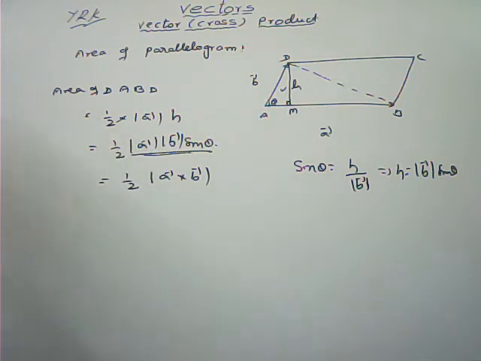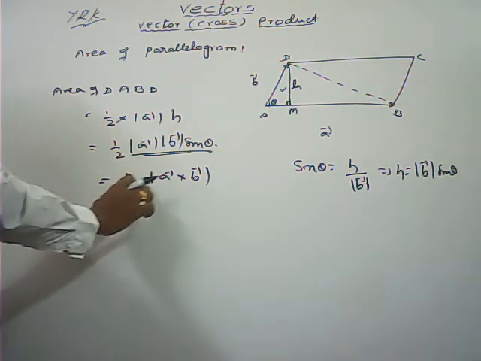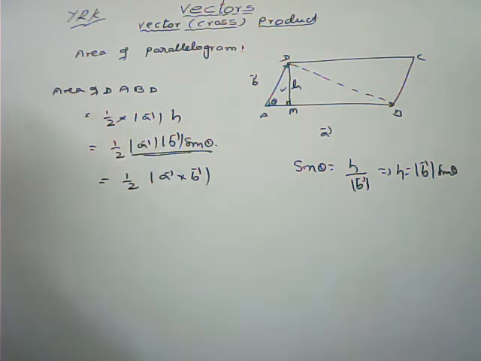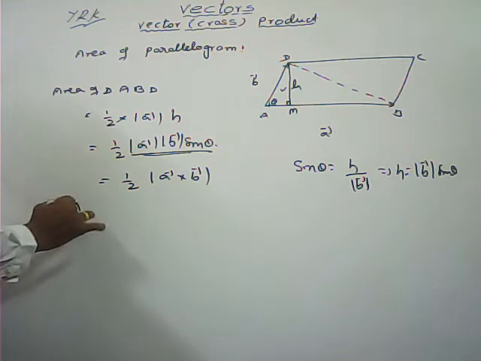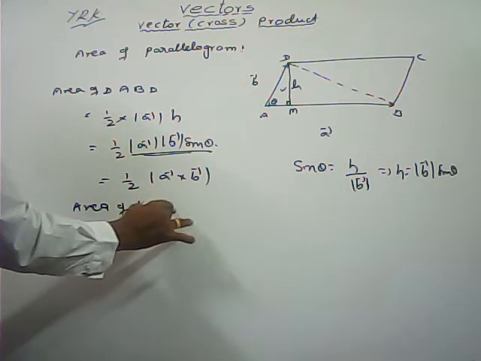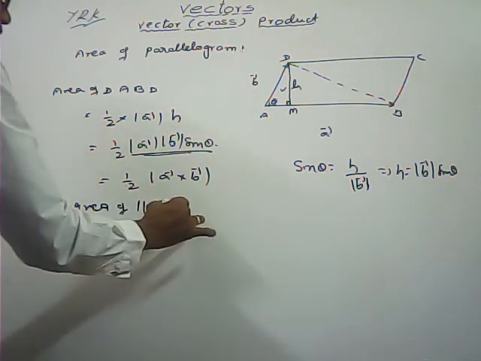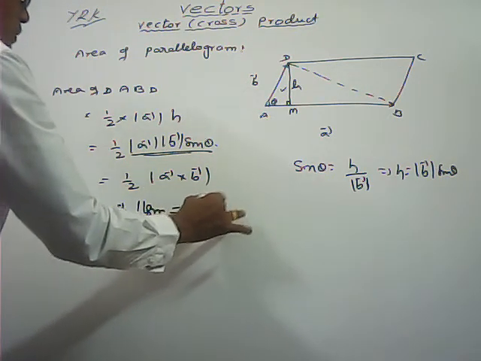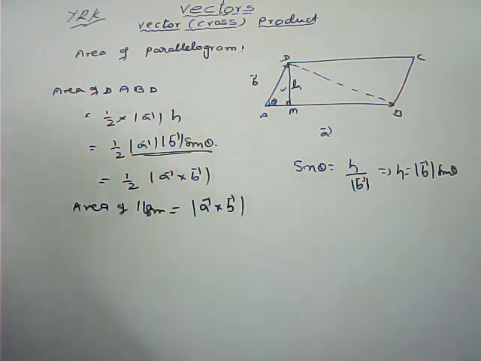If A bar, B bar are two adjacent sides of a triangle, area we can write half into modulus of A bar cross B bar. So now area of parallelogram, that is equal to 2 times, 2 gets cancelled, modulus of A bar cross B bar. Area of the parallelogram, modulus of A bar cross B bar.